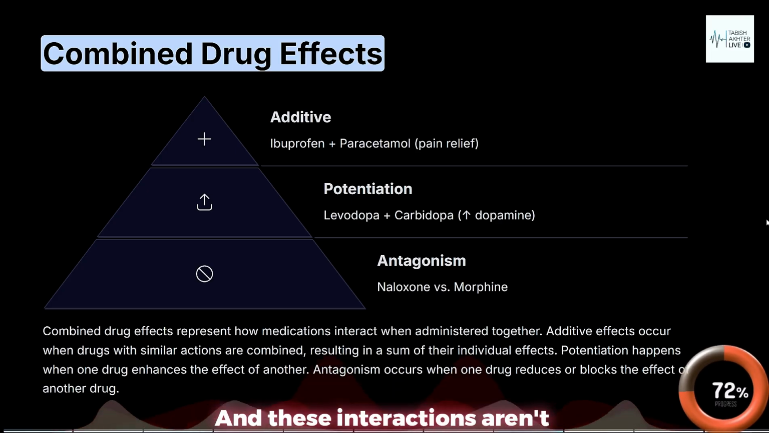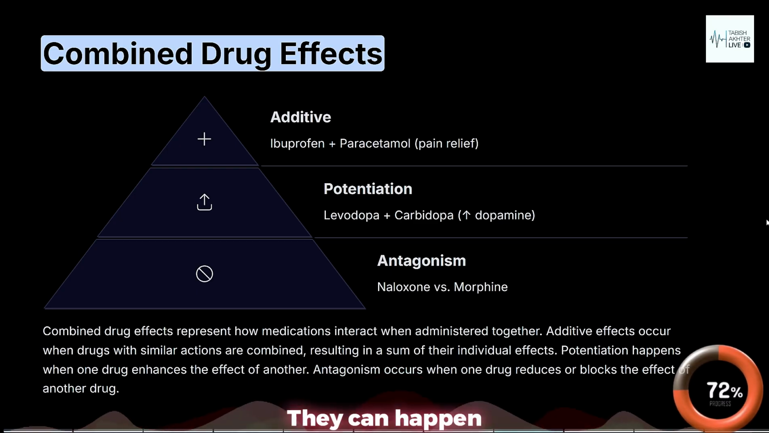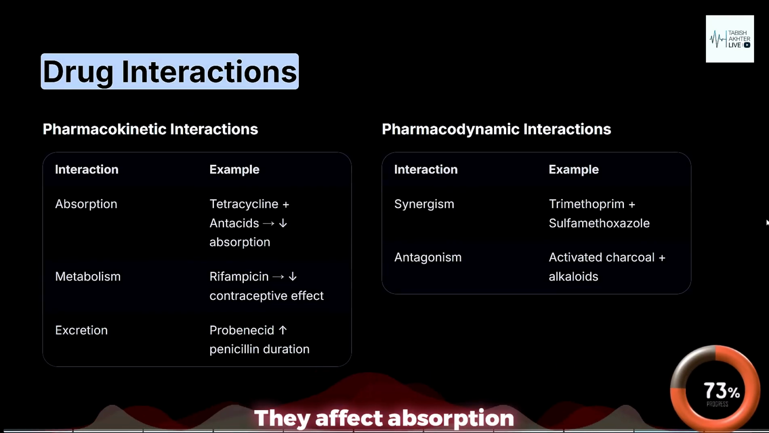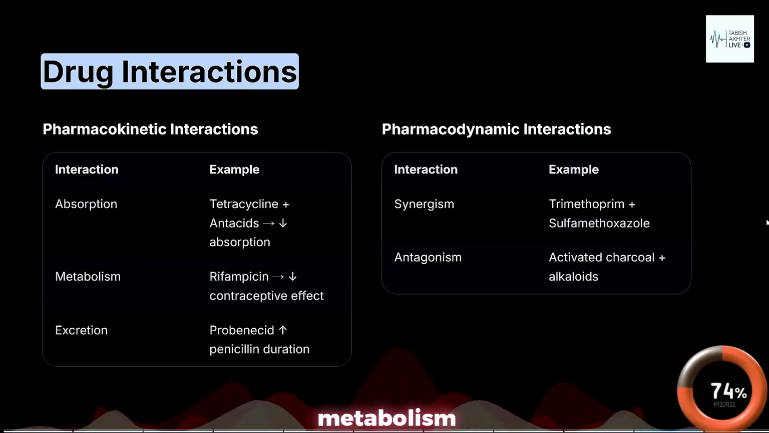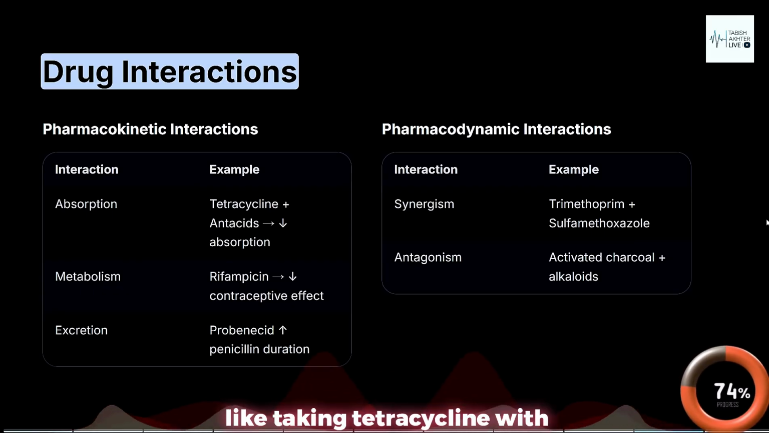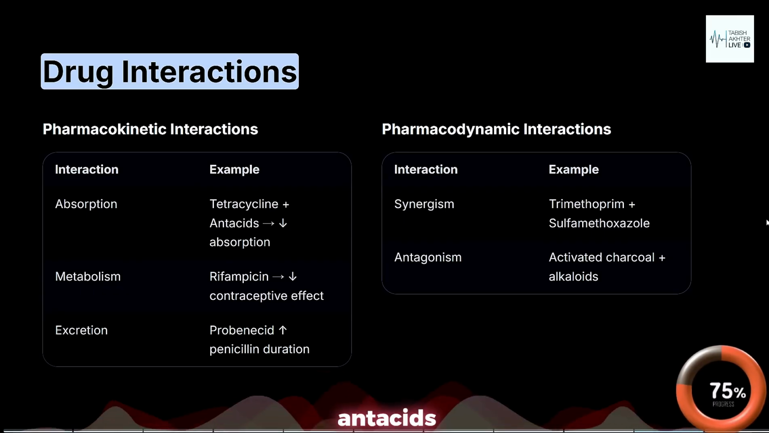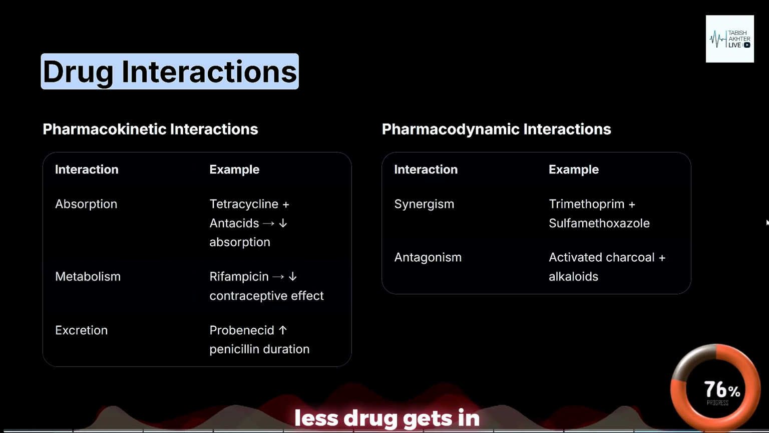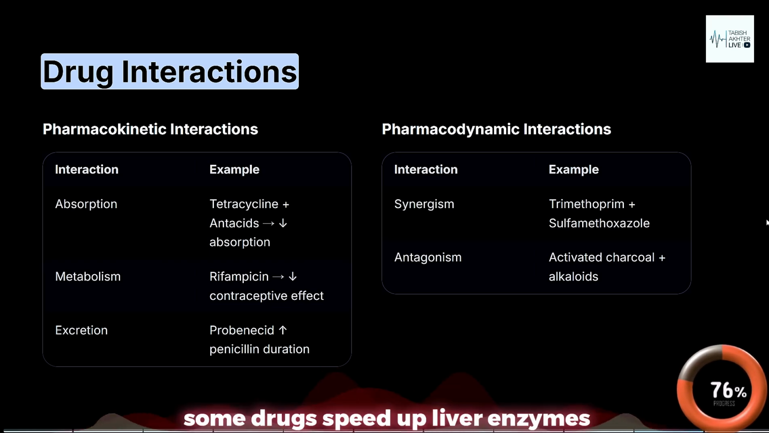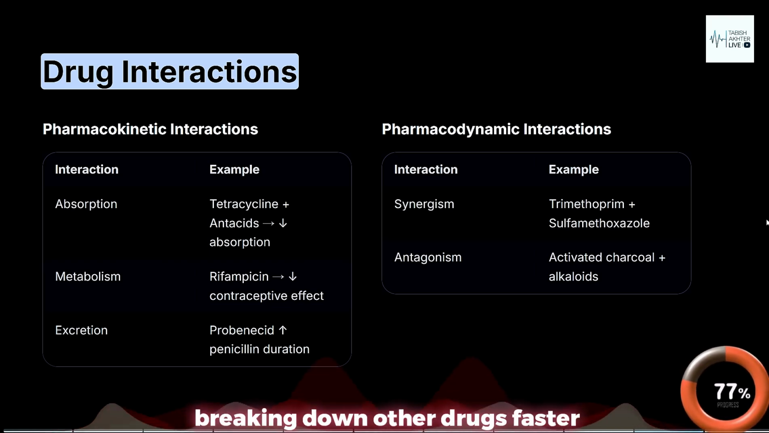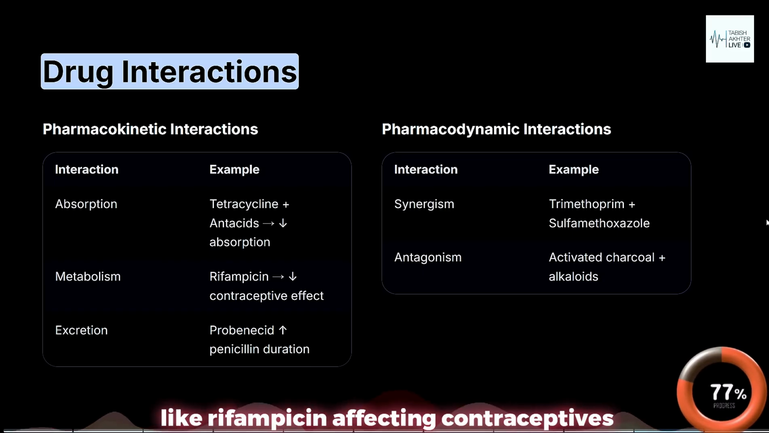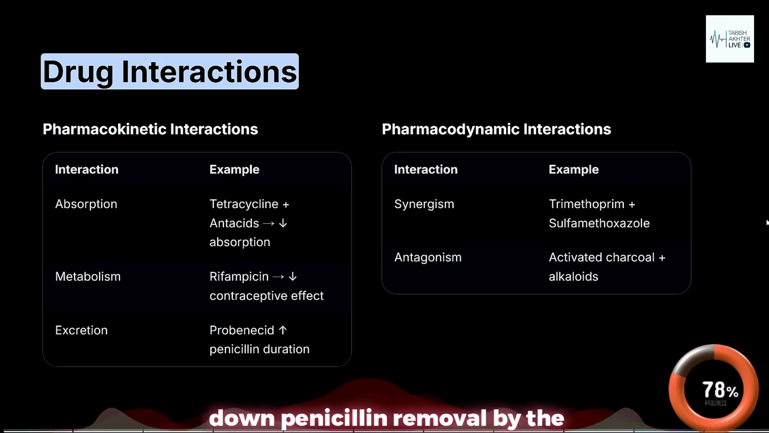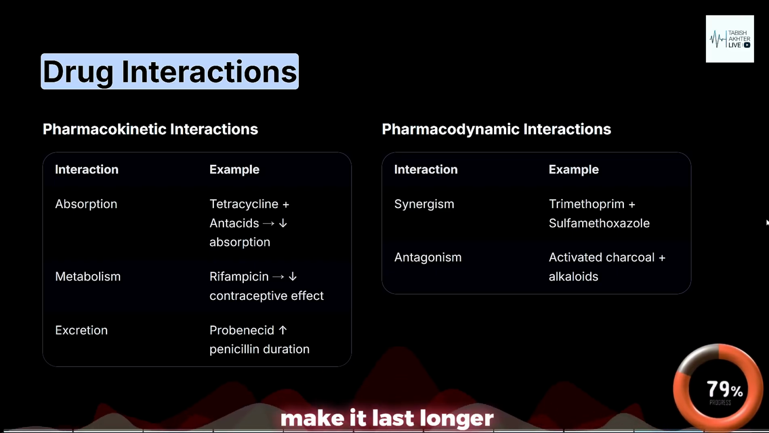And these interactions aren't just about the drug's action site, right? They can happen earlier. Oh, absolutely. Pharmacokinetic interactions are huge. They affect absorption, distribution, metabolism, excretion, ADME, like taking tetracycline with antacids. The antacid can stop the antibiotic from being absorbed properly. Less drug gets in. Or metabolism. Some drugs speed up liver enzymes, breaking down other drugs faster, like rifampicin affecting contraceptives. Or excretion: probenecid can slow down penicillin removal by the kidneys, making it last longer.